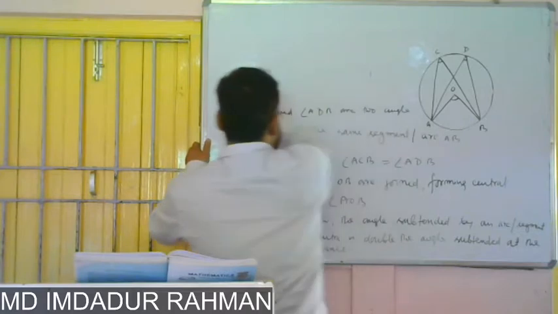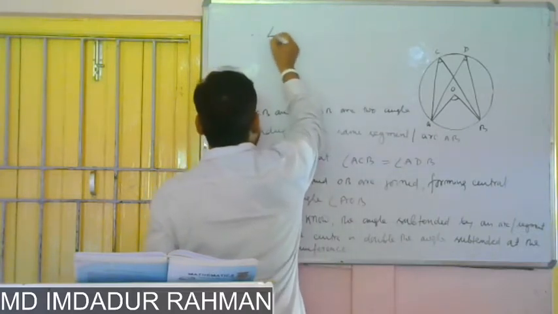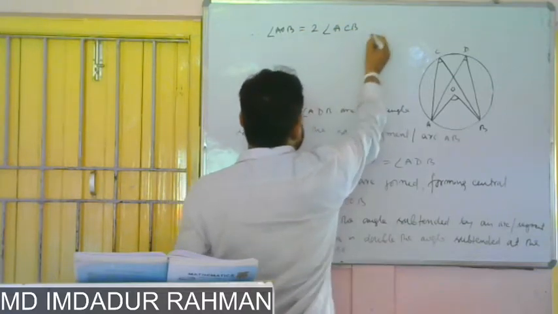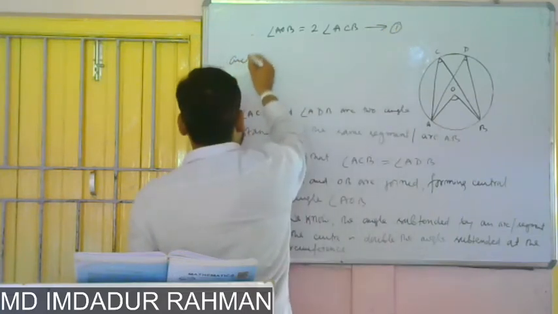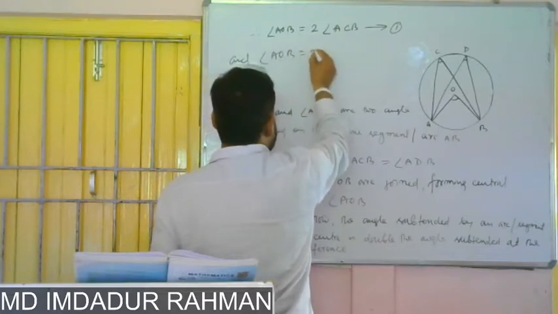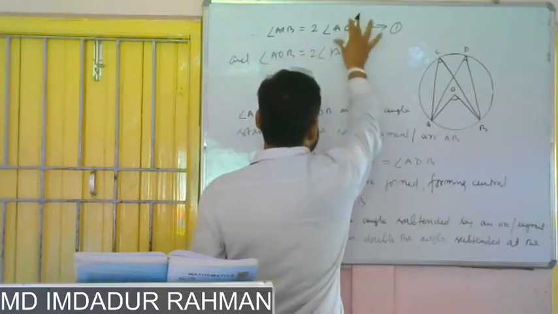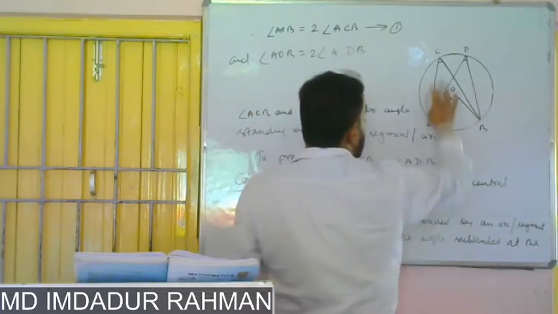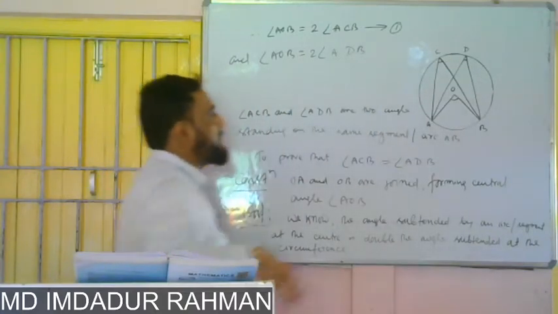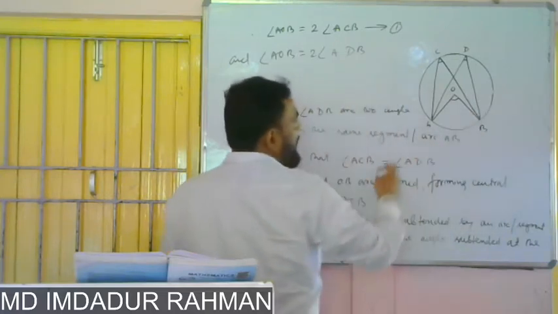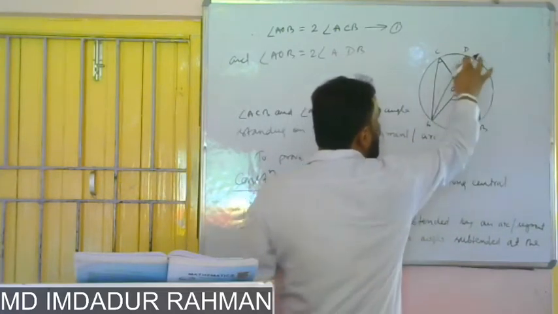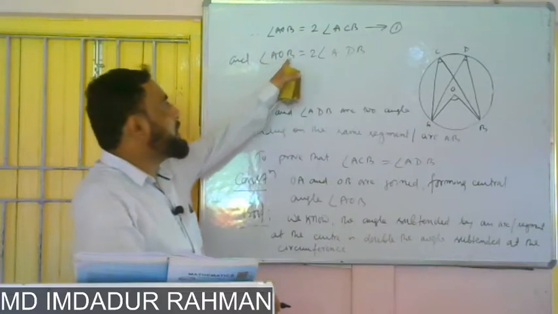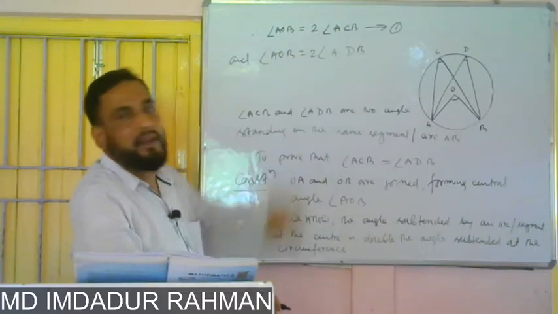Therefore, angle AOB is equal to twice angle ACB, equation number 1, and angle AOB is equal to twice angle ADB. AOB is the central angle and ACB is the circumangle standing on the same arc AB. Similarly, AOB is the central angle and ADB is the circumangle standing on the same arc or segment AB. So we can say that AOB is equal to twice ACB as well as AOB is equal to twice ADB.